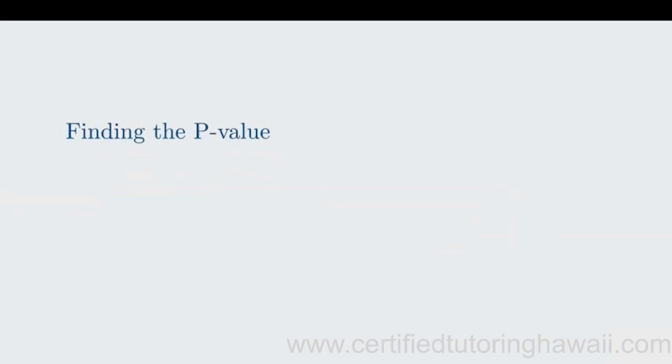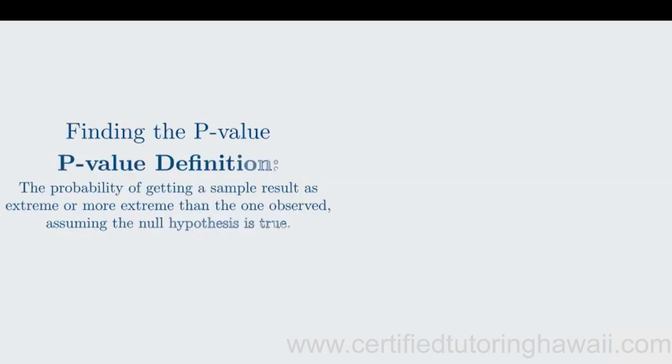Once we have our z-score, we need to find the p-value. The p-value is the key to our conclusion. The p-value is the probability of getting a sample result as extreme or more extreme than the one observed, assuming the null hypothesis is true. Think of it this way. If there really is no difference between the two populations, how lucky or unlucky would we have to be to get the data we just collected?